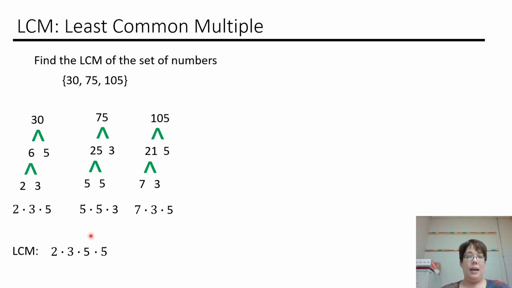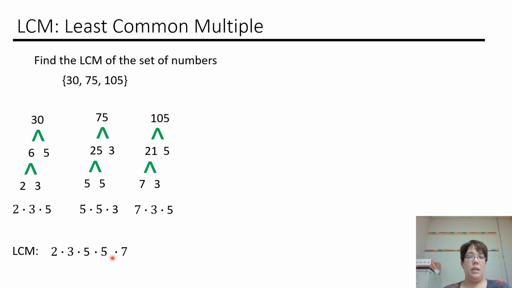If I have that, then that takes care of the second number. Now my third number has to have a 7, a 3, and a 5. Well, I have the 3, I have at least one 5, but I don't have the 7. So that means I've got to pull that factor in here. So I'm going to put that 7 in there.